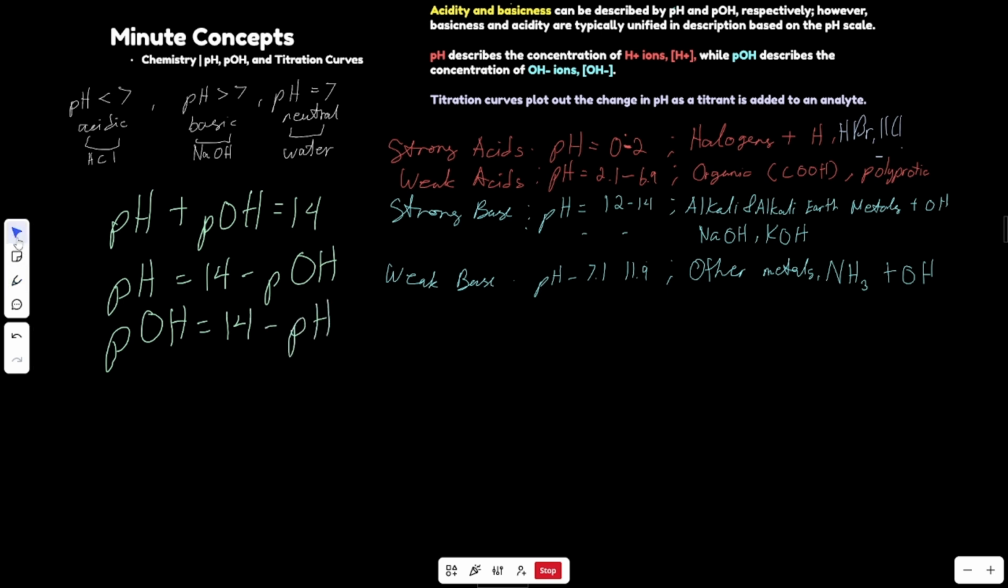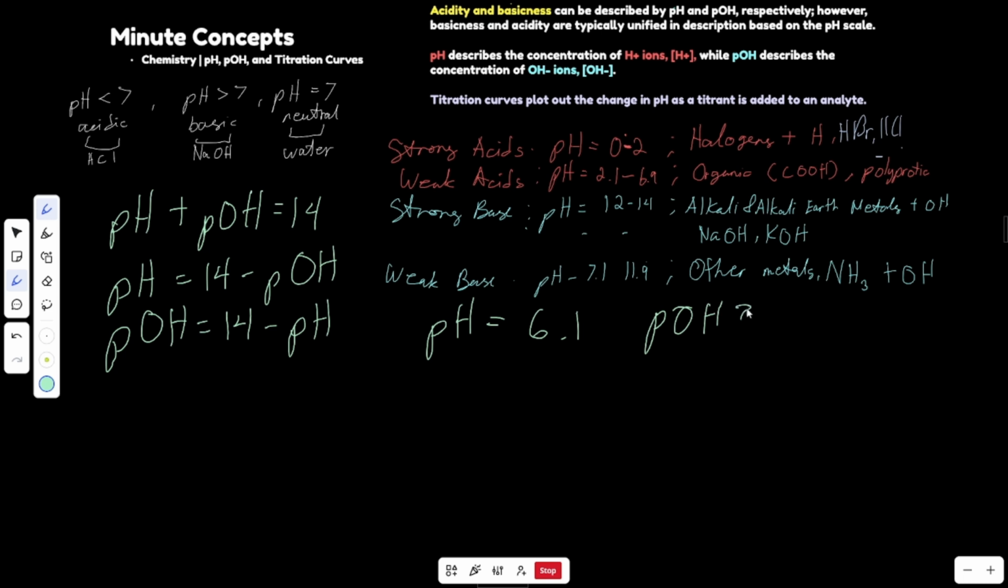This is just the most basic formula for pH. So let's say that the pH of a certain solution is 6.1. What is the pOH? Well, all we have to do here is just 14 minus 6.1, and that would give us 7.9. So our answer is 7.9. Right? And that's how you use that formula.